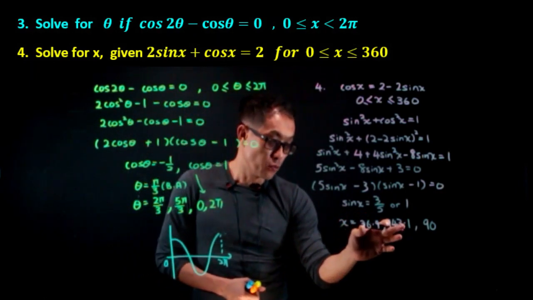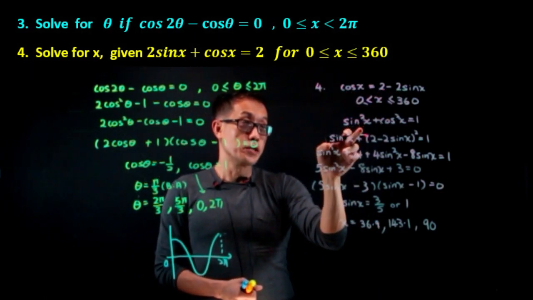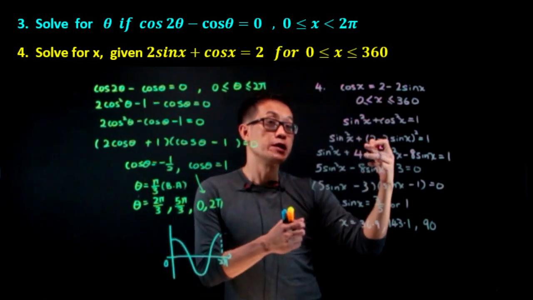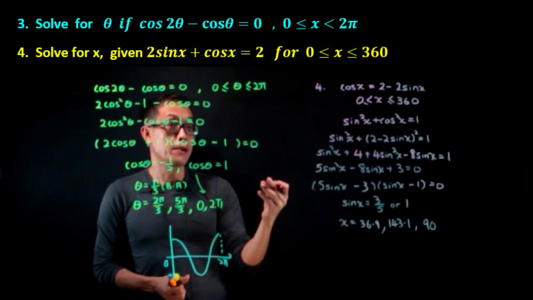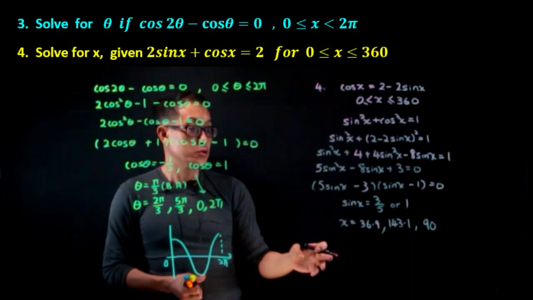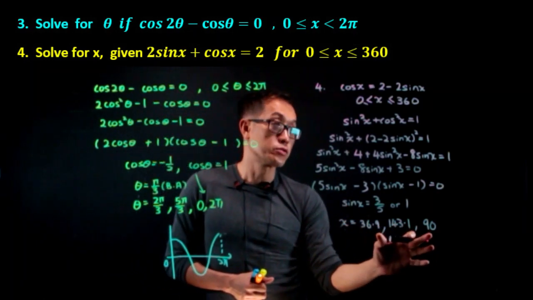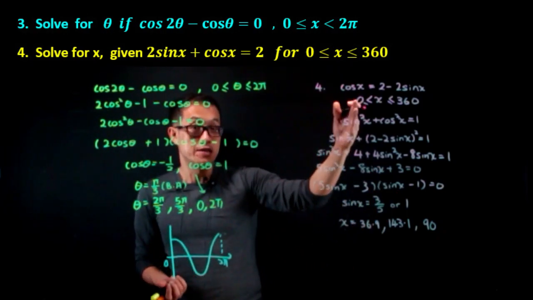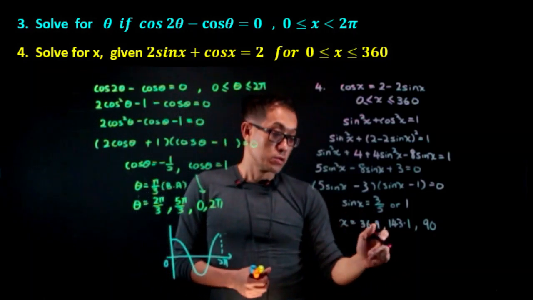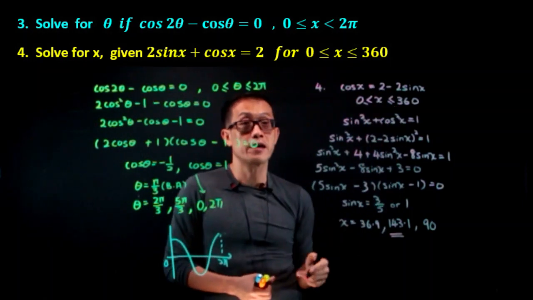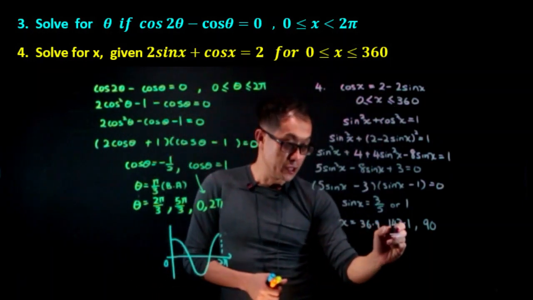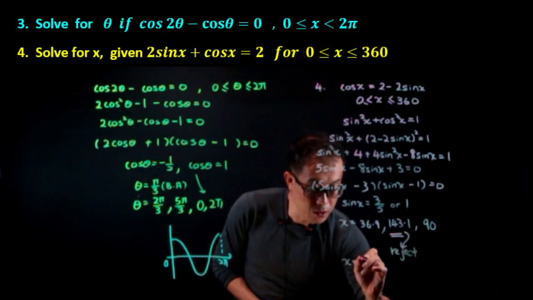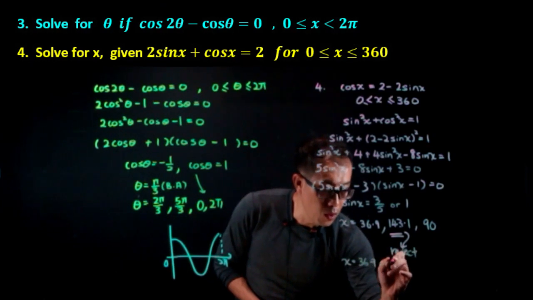You put this into this equation, cos x is equal to 2 minus 2 sine x, into this cos squared x, so you are actually squaring the cos x. This might generate an extra solution, so you must substitute all three values of x into this equation and check whether the left hand side equals the right hand side. If you do that, you find that this one doesn't satisfy the original equation, so we reject this. So your final solution is x is equal to 36.9 or 90.